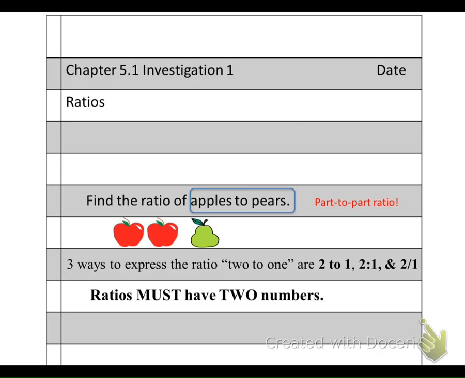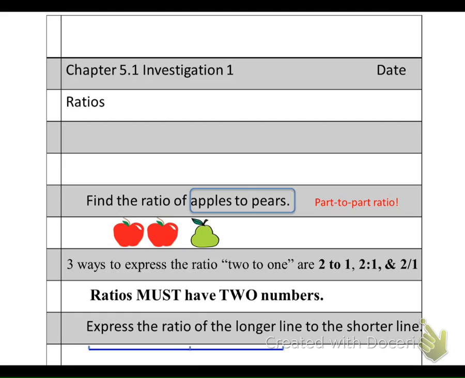Let's look at another example. Here I'm asked to give the ratio of the longer line to the shorter line. Since they've asked for the longer line first, I know the number representing my longer line will come first in my ratio. When I look at these 2 lines, I notice that for every 2 units of the longer line, I have 1 unit of the shorter line. This will again be a 2-to-1 ratio.